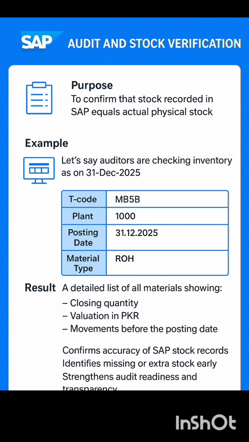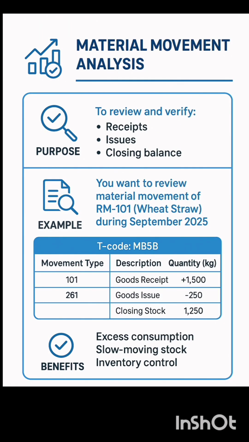Another use of MB5B is material movement analysis. Its purpose is to review and verify receipts, issuances and closing balance. For example, you want to review material movement of RM101 during September 2025. You will use T-code MB5B, and movement types 101 and 261 will be checked. It will show that goods receipt was 1500, goods issuance was 250, and closing stock was 1250 kgs. In benefits, the excess consumption, slow moving stock and inventory control can be achieved precisely and efficiently using the MB5B transaction.